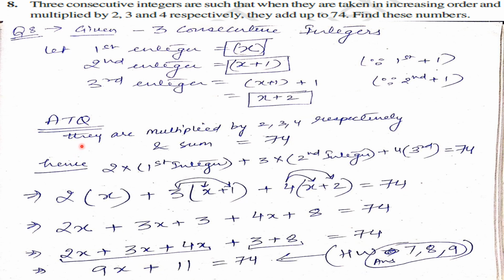Question is saying they are multiplied by 2, 3, 4 respectively and the sum is 74. Now it means we are doing 2 into first integer plus 3 into second integer plus 4 into third integer and the answer is 74. I have written over here also: 2 into first integer is x, plus 3 into second integer is x plus 1, plus 4 into third integer is x plus 2, equal to 74. Now simply I have solved it using distributive property and then finally found the answer like this.